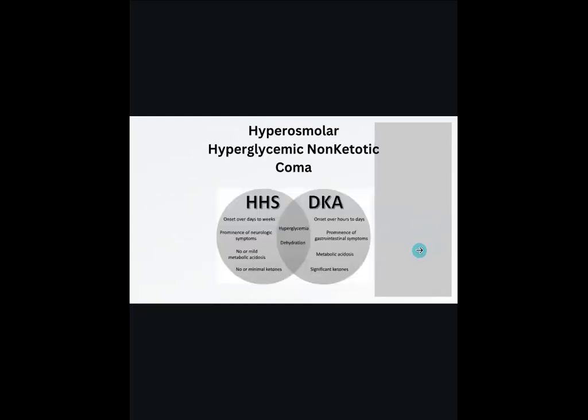Okay, hyperosmolar hyperglycemic non-ketotic coma. Really rare. This happens more in type 2 diabetes. And pretty much it causes neurological deficits, which diabetic ketoacidosis doesn't cause as much, and there's no acidosis with this. And I think the blood sugars can reach even higher levels with HHS than DKA. So those are the main differences between the two.